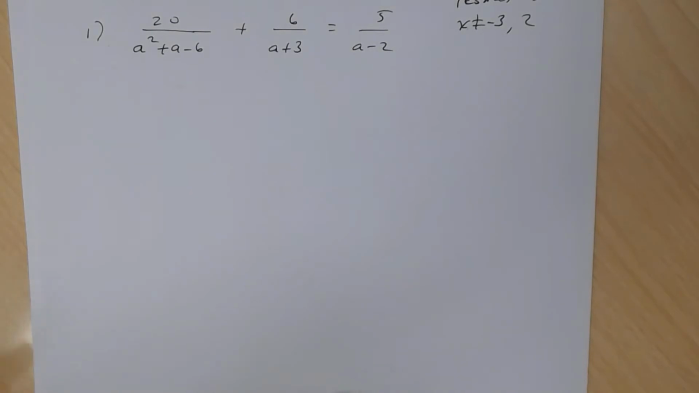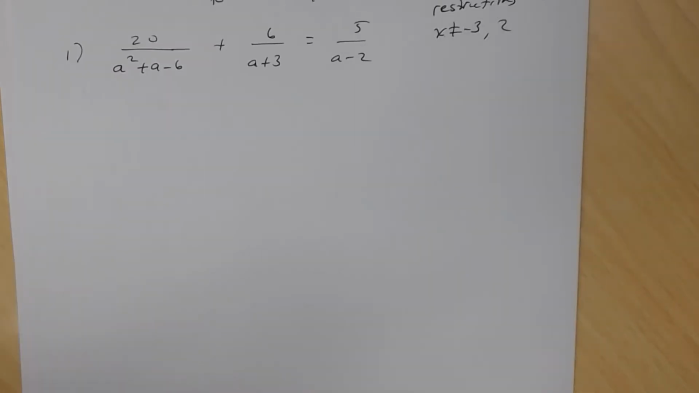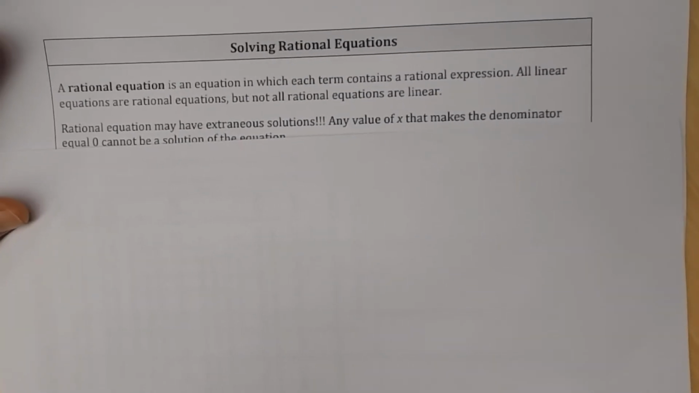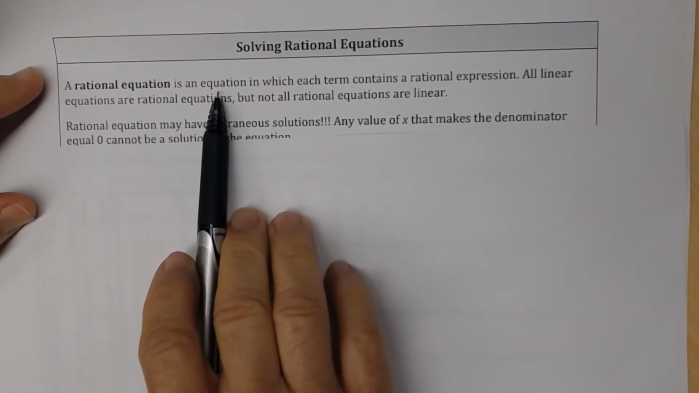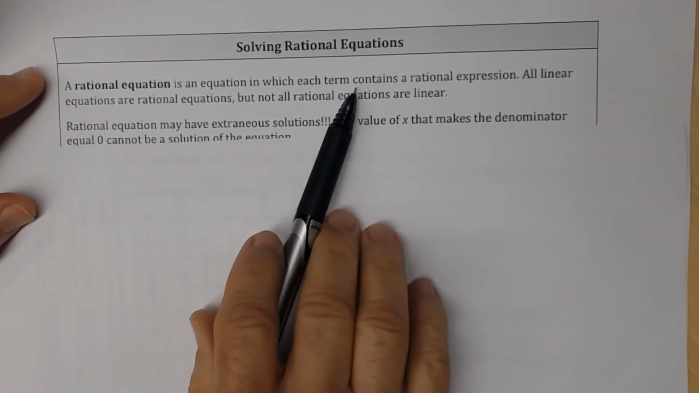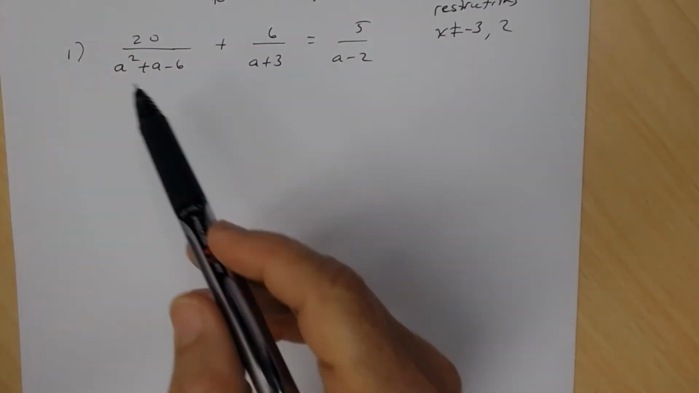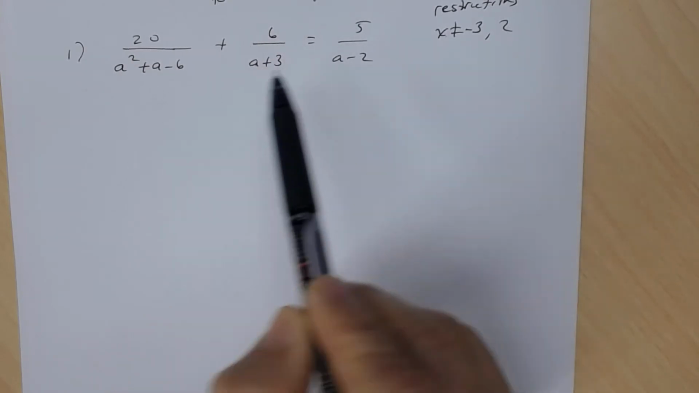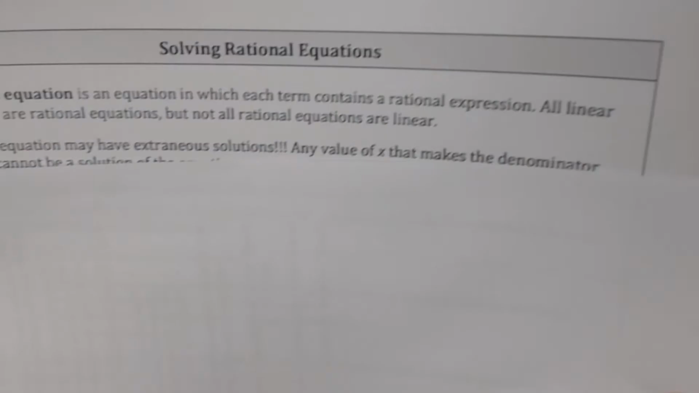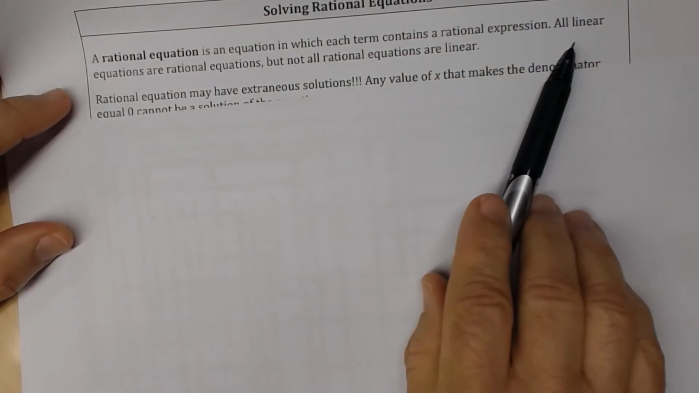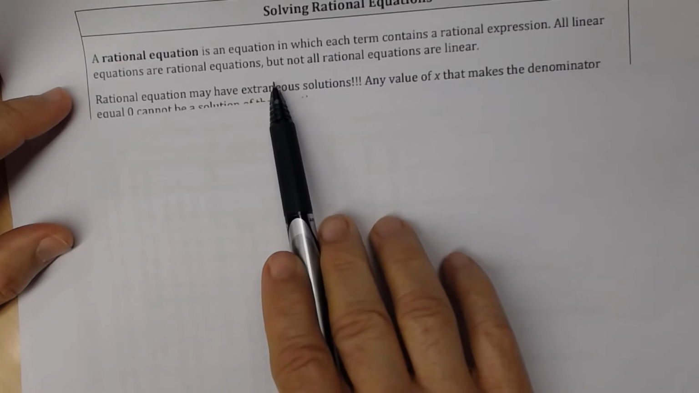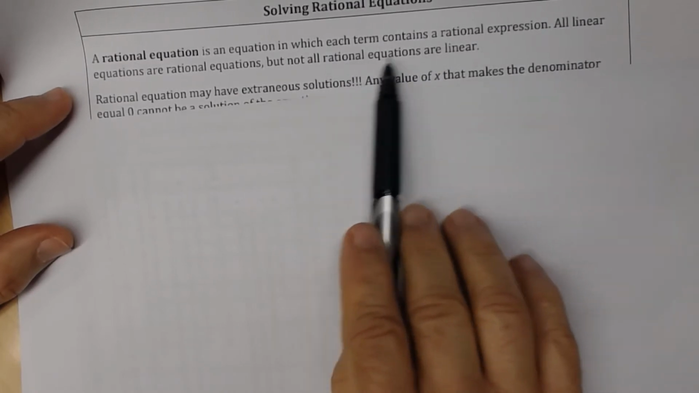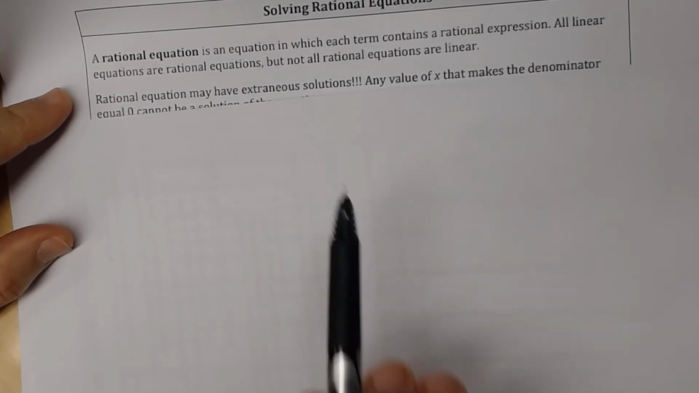All right, now let's talk about how to solve a rational equation next. So solving a rational equation. Again, a rational equation is an equation in which each term contains a rational expression. Notice that this term here is a rational expression. This term is a rational expression. This term is a rational expression. Just to note, all linear equations are rational equations, but not all rational equations are linear. As we go through this lesson this week, you're going to see what I mean by that.